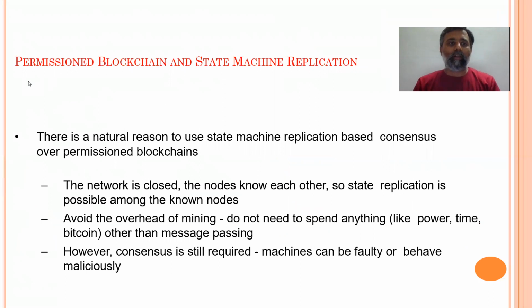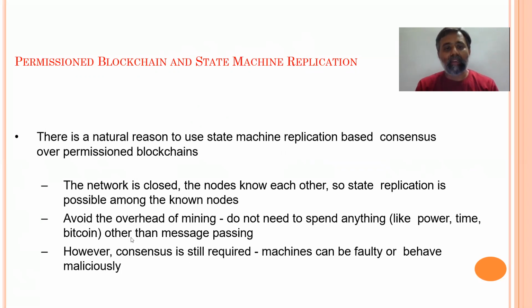Now, the permission model we have, and I talked about the state machine replication model as well. This state machine replication model can be used here. It is natural to use state machine replication based on consensus over the permissioned blockchain. The reason behind that is that here the network is closed, the nodes know each other, so state replication is possible among the known nodes.